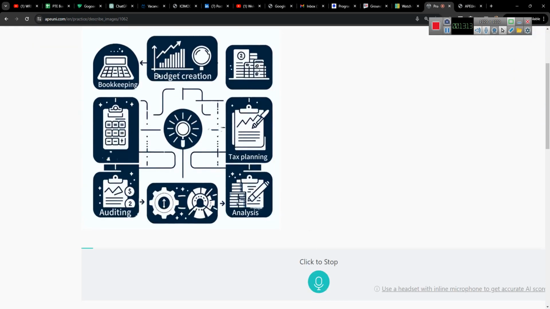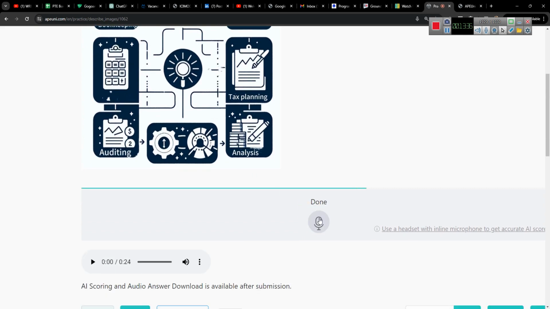There is a very interesting chart in front of me. The title of this chart is Budget Creation, Tax Planning and Analysis. I can see different tables and different groups of bookkeeping and auditing. I can also see charts of budget creation, tax planning, and analysis. Overall, this chart is very interesting, but there is no highest or lowest point in this chart. I think budget creation is the first and bookkeeping is the last. Thank you.